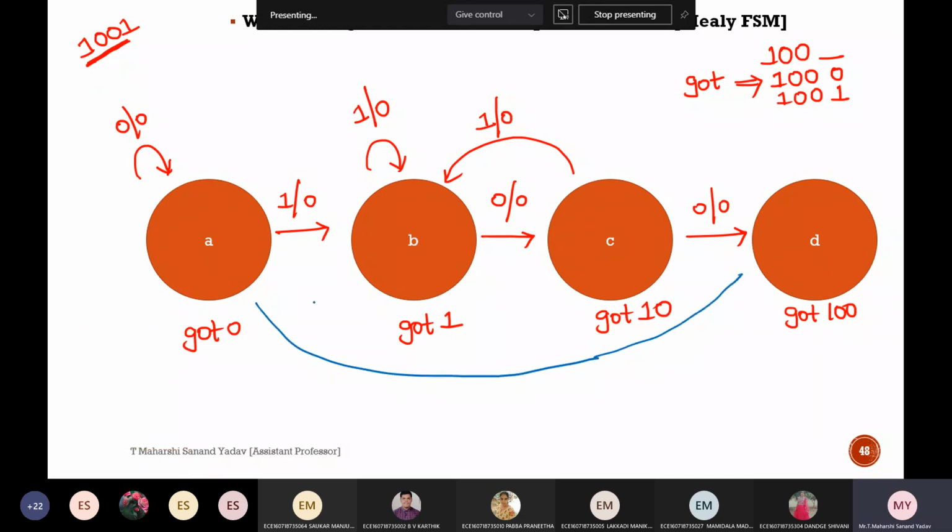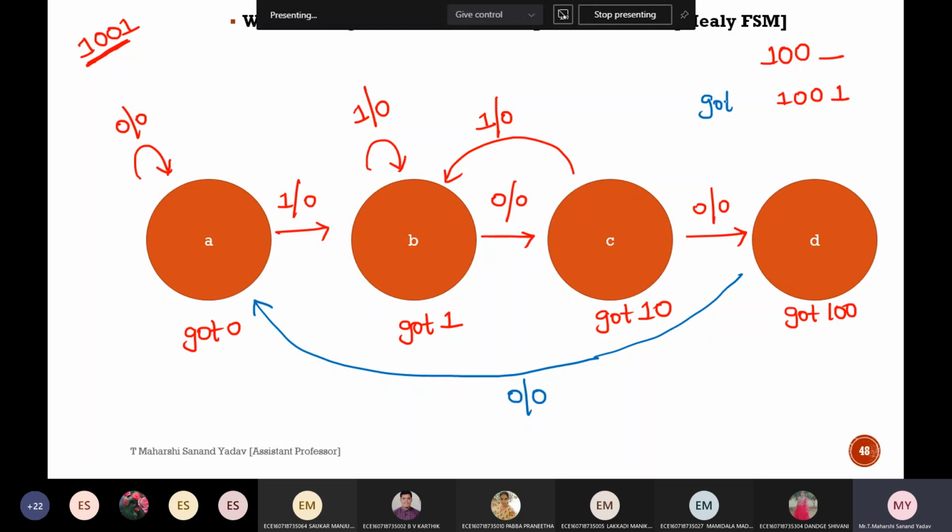Yes, Karthik, can you answer? Because we have to remove the left side 1, then check for the remaining cases. Okay. 000 also we do not have. We have to remove another 0. Then we will get got 0. Got 0 means case A. Right, correct. Next. Check for this one.